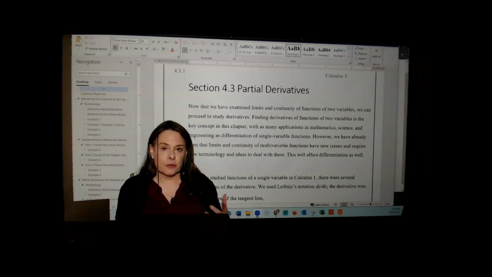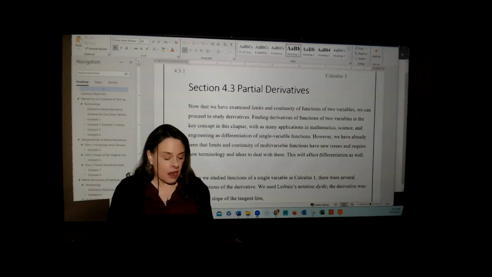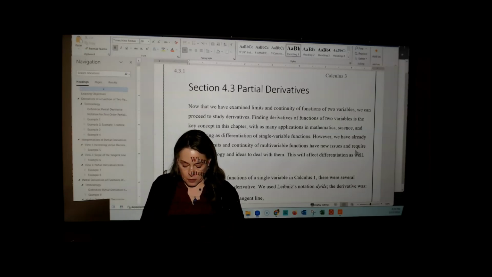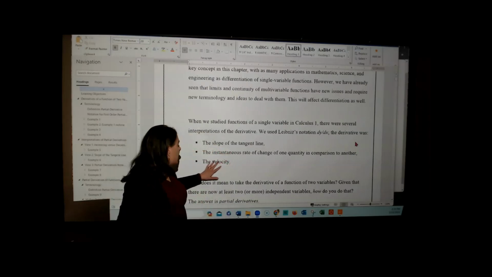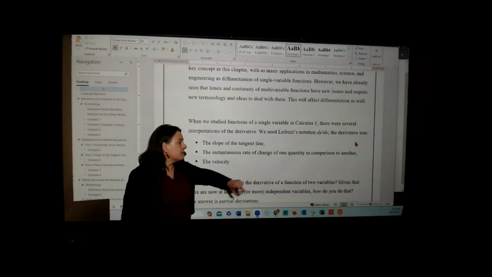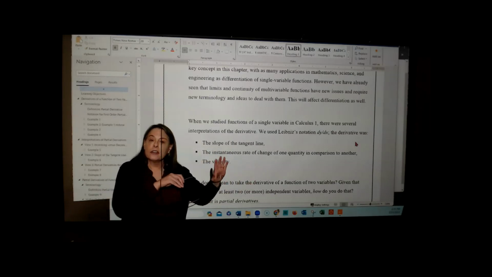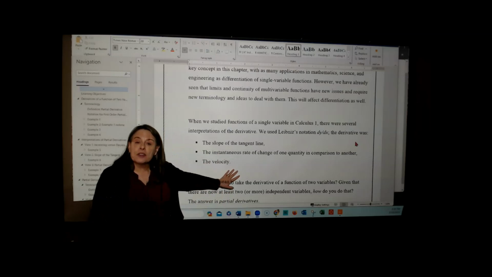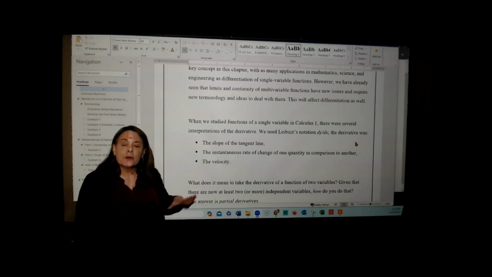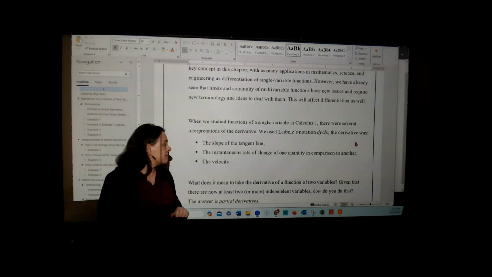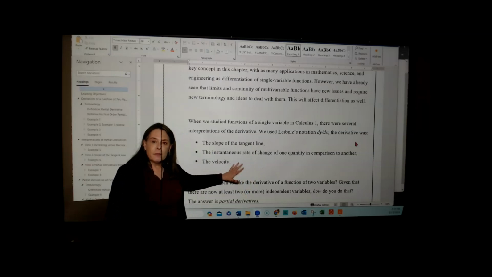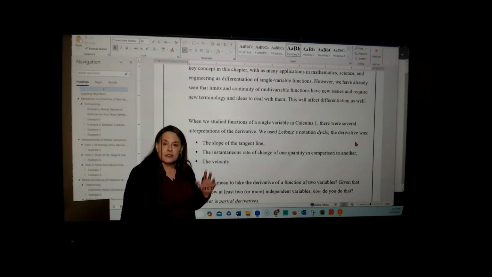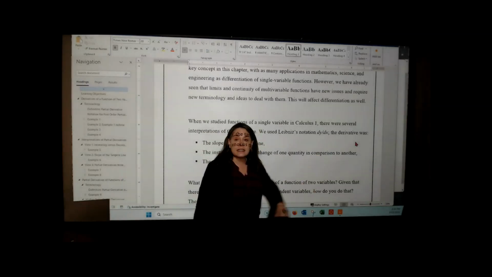Now we did take derivatives in calculus 1 of functions of a single variable. And we saw that in that situation, there were different ways to interpret the derivative. It could have been the slope of the tangent line or the instantaneous rate of change of one quantity in comparison to another. And we could also think of it as velocity if we were graphing the position versus time graph. So these were different interpretations of what the derivative meant in calculus 1. We used Leibniz's notation with the dy dx.